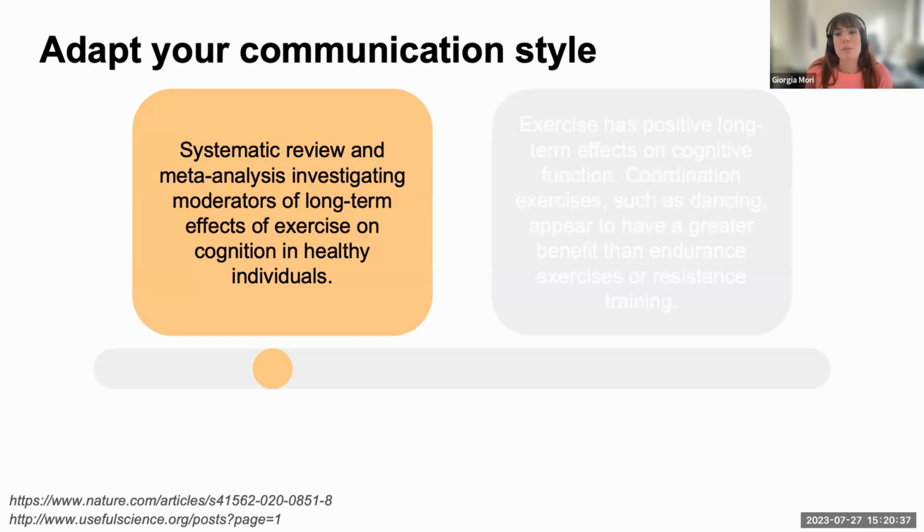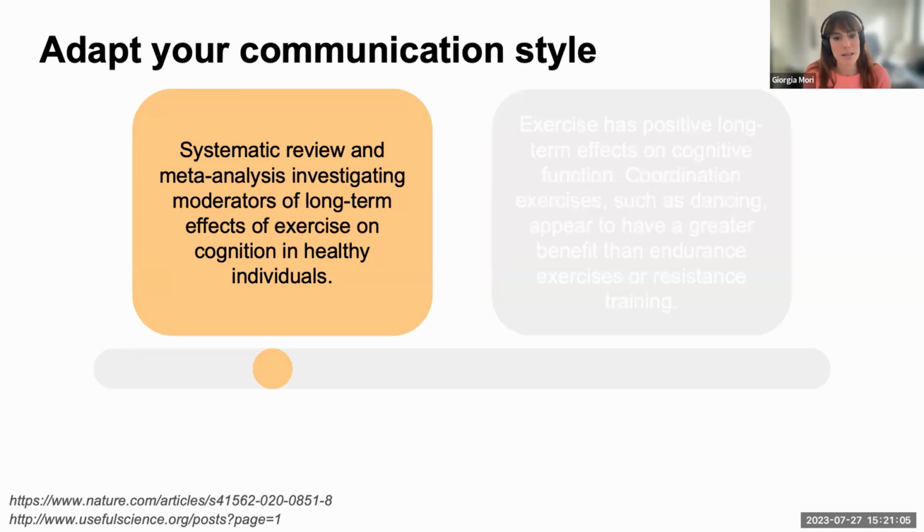So let me give you an example on how we can adapt our communication style. So this is the title of a paper published on Nature. It reads, systematic review and meta-analysis investigating moderators of long-term effects of exercise on cognition in healthy individuals. So how effective is this title in telling us what this paper is about? I mean, not very, especially if you are not an expert of the field.